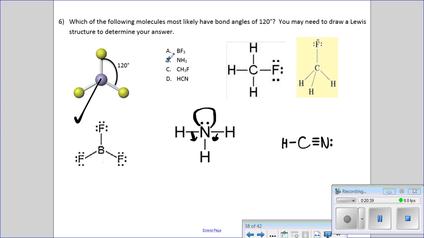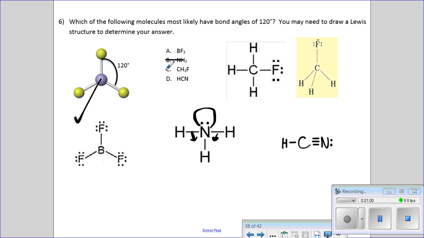So B is wrong. C, I have a central atom and then 4 atoms bonded to the central atom. You could draw it like this, flat, or you could try to show the geometry of it. But that's a tetrahedral shape. And so you're not going to get just 3 bonded atoms here. You'll have 4 bonded atoms.